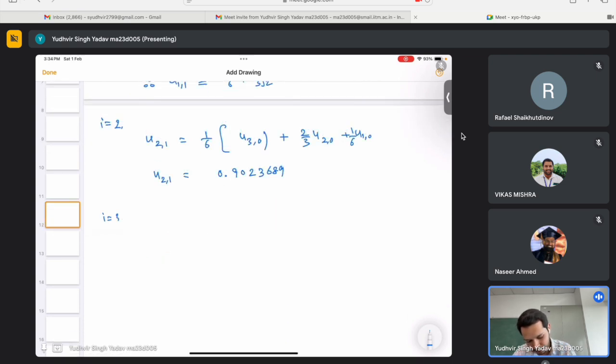Next, we will take i equals to 3. So u31 is 1 by 6 u4 comma 0 plus 2 by 3 u3 comma 0 plus 1 by 6 u2 comma 0. So it comes out that u31 is 0.63807.